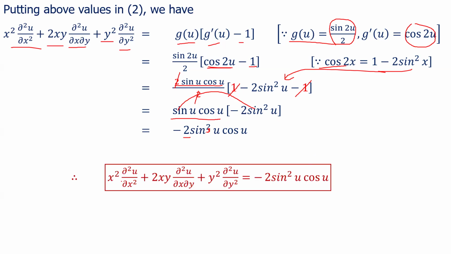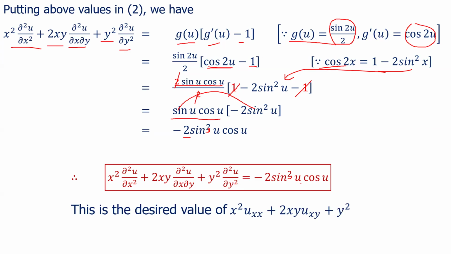Therefore, x square del 2u del x square plus 2xy del 2u del x del y plus y square del 2u del y square is equal to minus 2 sin cube u cos u. This is the desired result of x square u xx plus 2xy u xy plus y square u yy. Thank you.